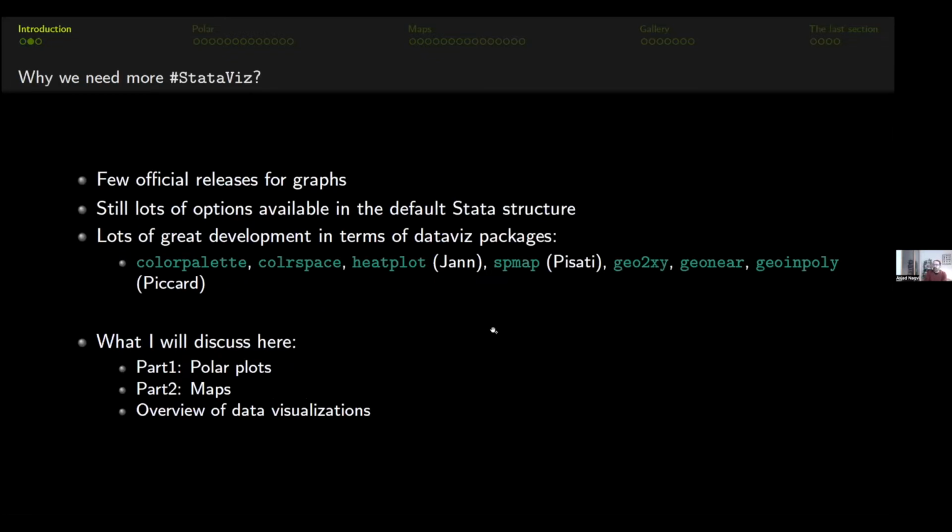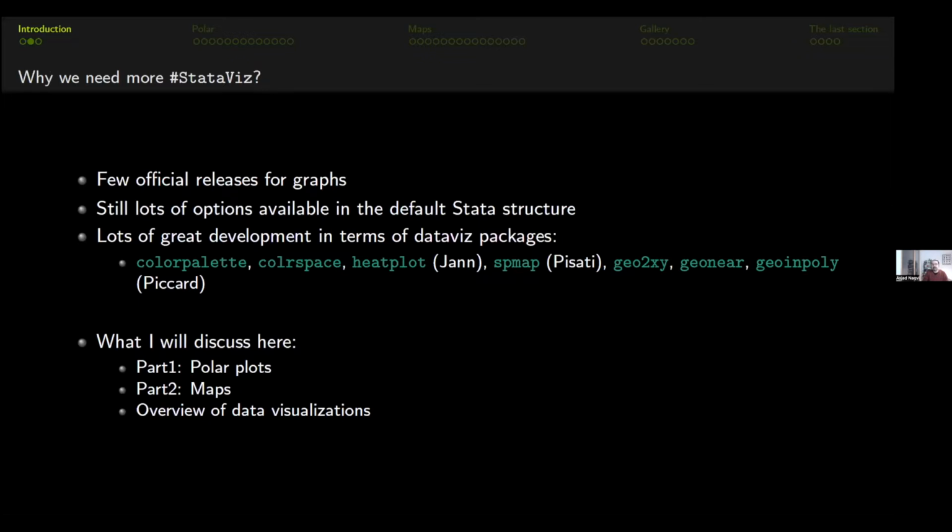Why do we need more Stata visualizations? First of all, there are few official releases for graphs. A lot of development is happening on the analysis side. The last major development was adding transparency to graphs. Having said that, Stata has an extremely flexible structure. It's a language, so it can do all sorts of mathematical operations.